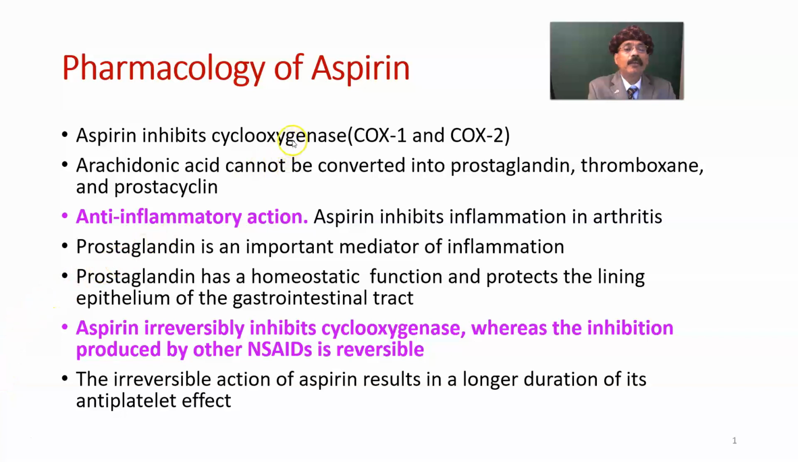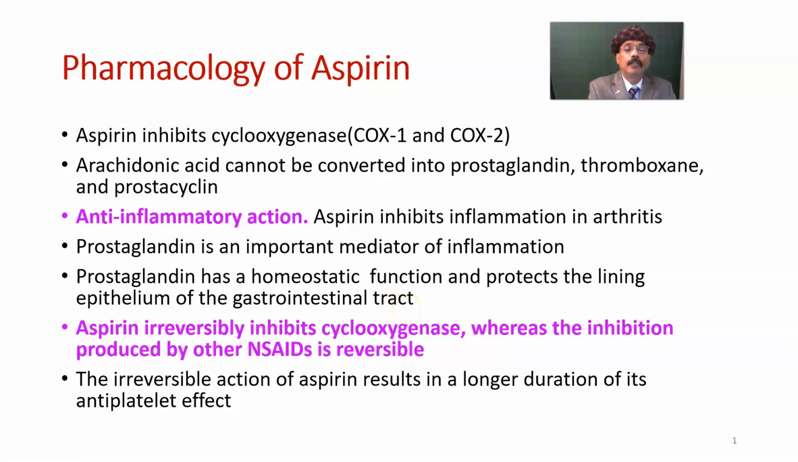Aspirin inhibits cyclooxygenase COX-1 and COX-2, and due to the inhibition of cyclooxygenase, arachidonic acid cannot be converted to prostaglandin, thromboxane, and prostacyclin. So how does the anti-inflammatory action of aspirin work? Aspirin inhibits inflammation in arthritis, where there is pain in the joints. Prostaglandin is an important mediator of inflammation. Prostaglandin has a homeostatic function and protects the lining epithelium of the gastrointestinal tract.